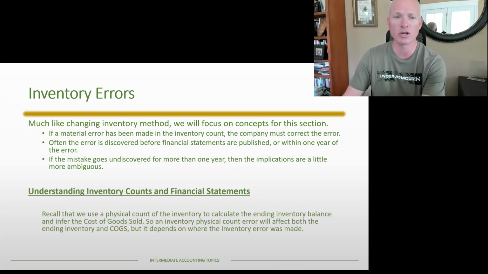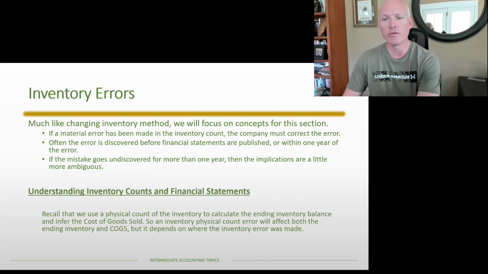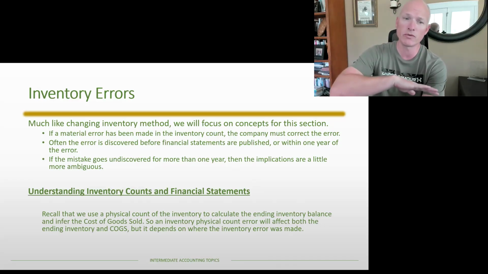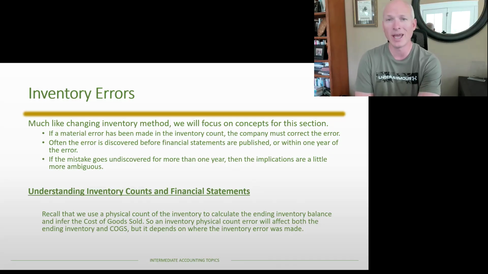All right, so how does this all affect? Again, whenever you do a physical count, it's going to touch your inventory balance, which is also then going to change what you infer about cost of goods sold. So any error in physical count is going to create an error both in the inventory account and in cost of goods sold, ultimately in retained earnings.